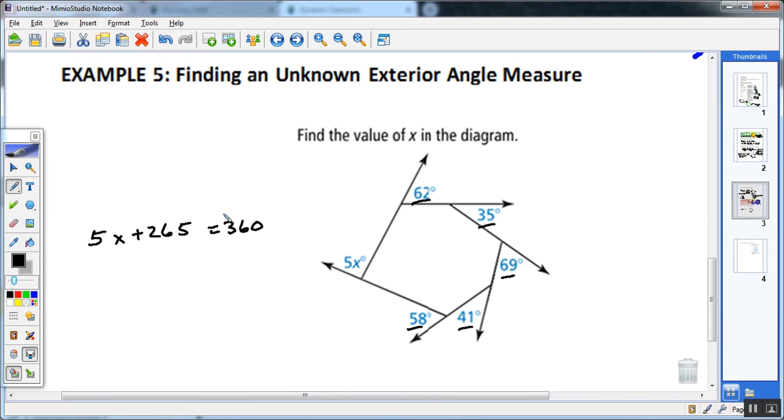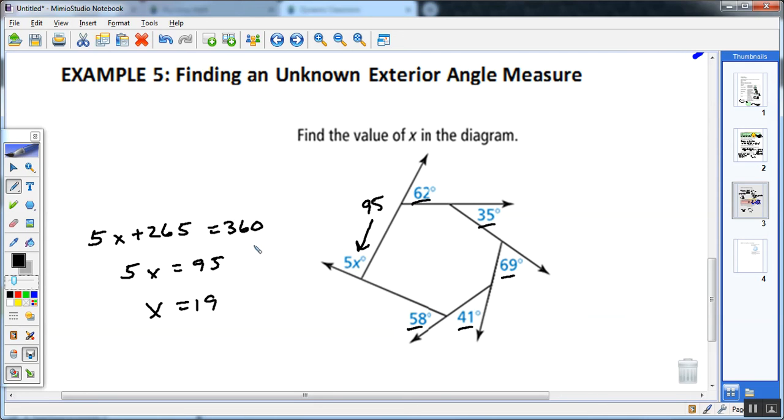It's on the exterior, so you're going to total 360. So I'm getting 5x equals 95 when I do this. When you take 95 and divide by 5, what do you get? 19. How many of you have 19 for that x value? How many of you maybe did it this way: you just added all these up, subtracted from 360, and said this angle has to be 95 degrees, and then took 95 divided by 5. I did 360 minus 62 minus 35 minus that, and then divided it.